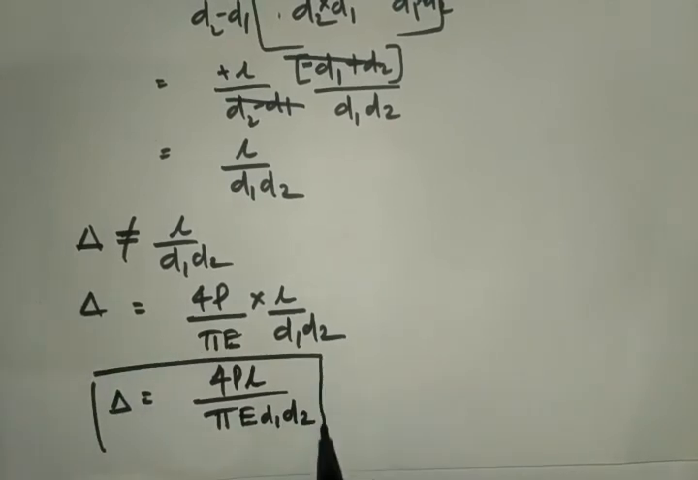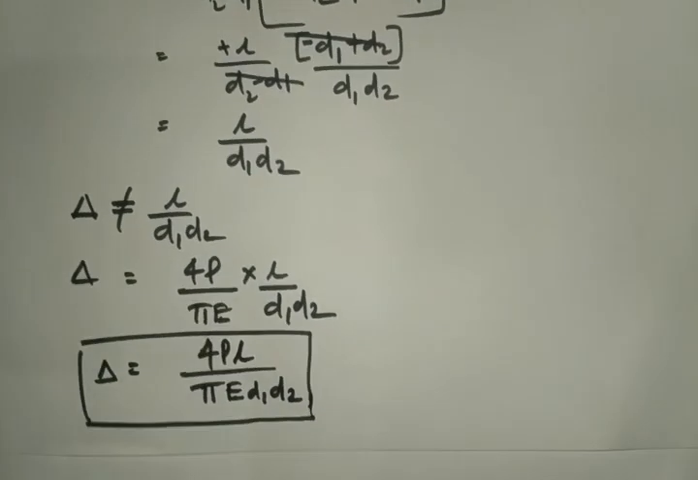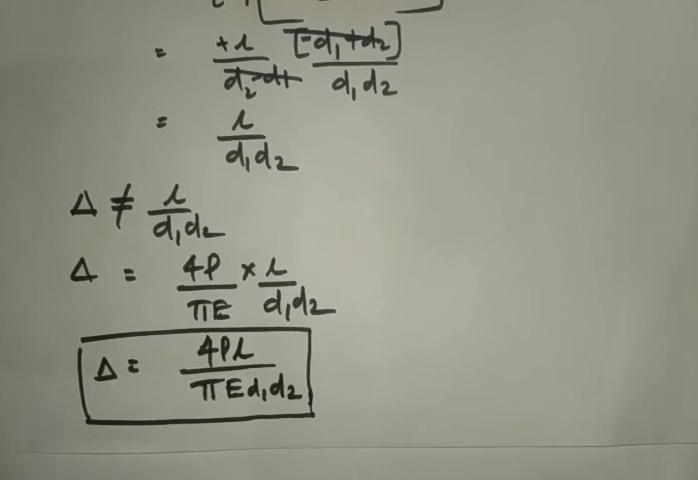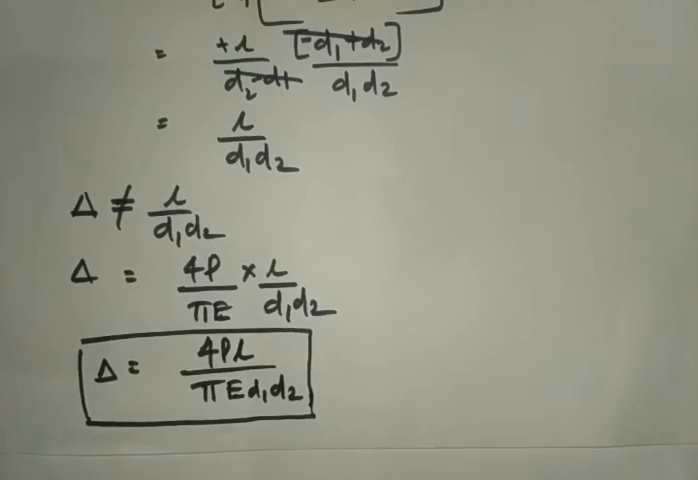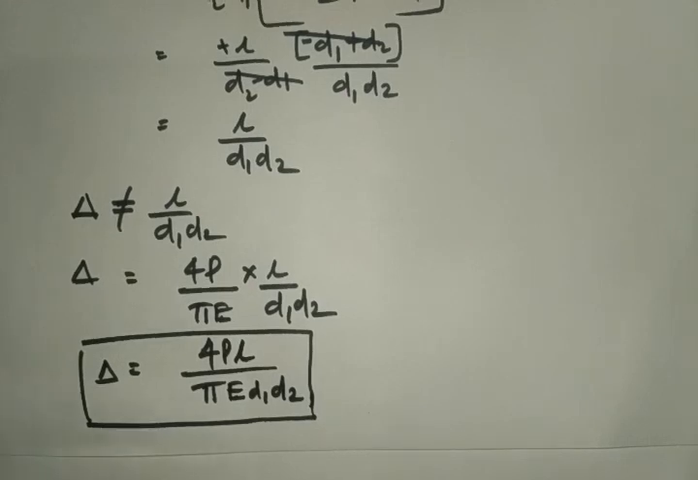Okay, so this is the final answer for the deflection or deformation of the bar with varying diameter, having d1 and d2 at the two ends. I hope that you understand the concept, and now you know how to do this derivation.